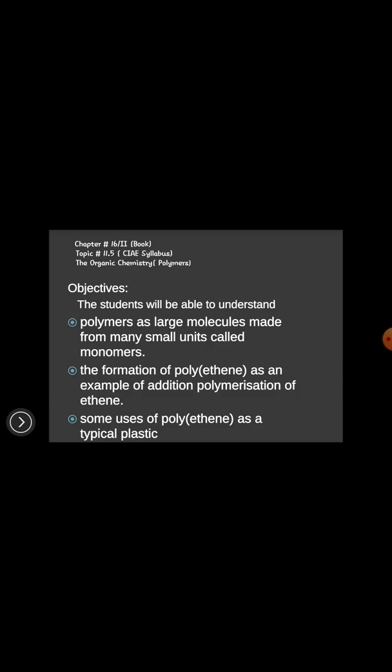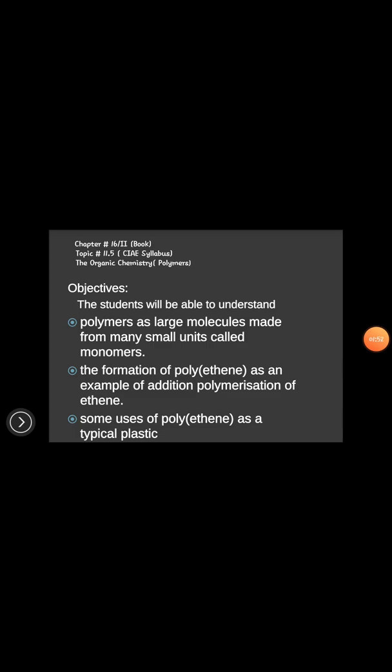The first objective is, what are polymers? We will understand not only their definitions but also how they are formed and the ways which we use to form these polymers. We will also understand the importance of monomers today. The second objective for today's lecture is understanding the ways how the polymers are formed with examples and illustrations. And the third objective is to understand the uses of polyethylene as a typical plastic.